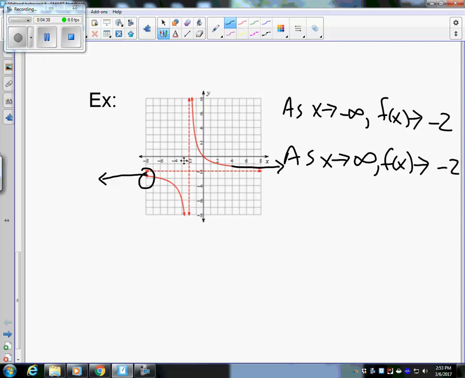Now there's things that happen in the middle here. You could say as x approaches -2 from the left, what's happening to the y values? So that would be, of course, negative infinity. What's happening to the y values as x approaches -2 from the right? And that would be positive infinity, but we're not going to worry about writing it like that.